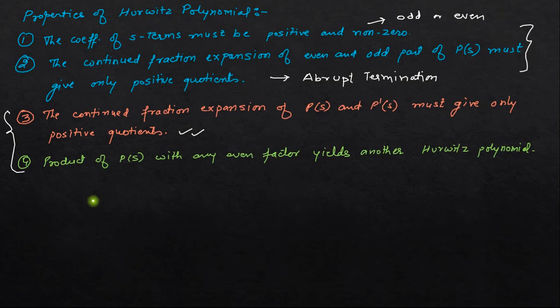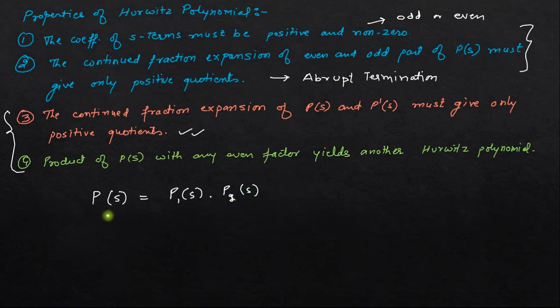This says if, say, P(s) is the given polynomial and we are required to check whether it is a Hurwitz polynomial or not, and the continued fraction expansion of this polynomial terminates abruptly, it would mean that there would exist a factor P'(s) which would divide this P(s) completely, and it would mean I could write this as P1(s) into P2(s).